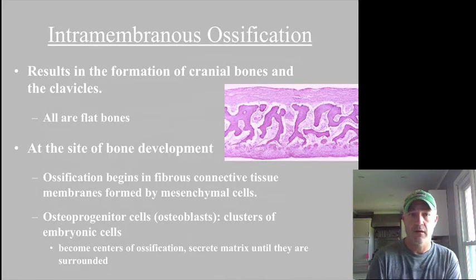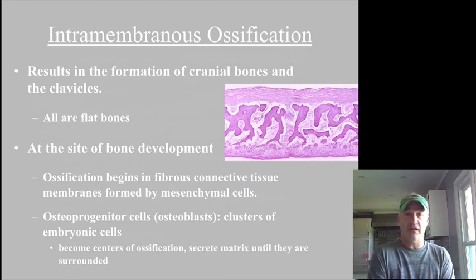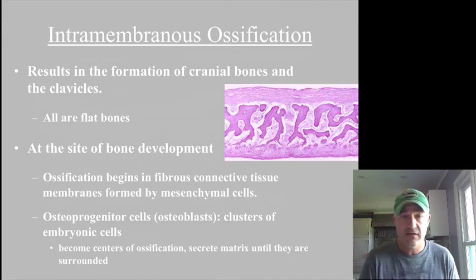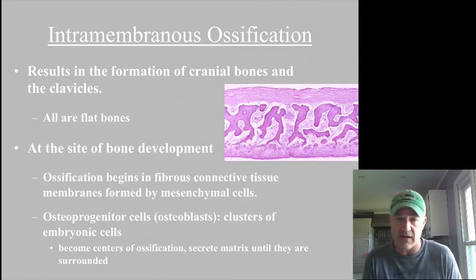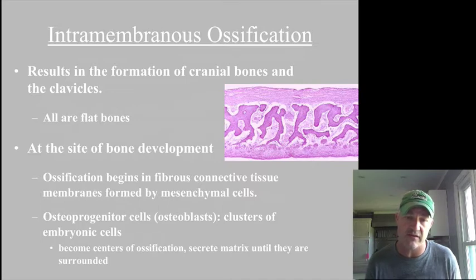Intramembranous is going to be a good chunk of your cranial bones as well as your clavicles. Again, flat bones for the most part, where the rest of the bones of the body are really going to be endochondral. These start with a mesenchyme type of background. You have these osteoprogenitor cells, bone stem cells, in a little cluster, and these are going to differentiate into osteoblasts and begin a center of ossification, which is going to work its way out.